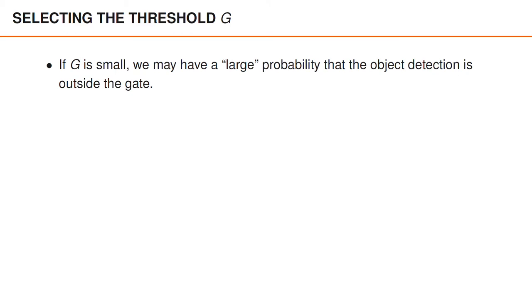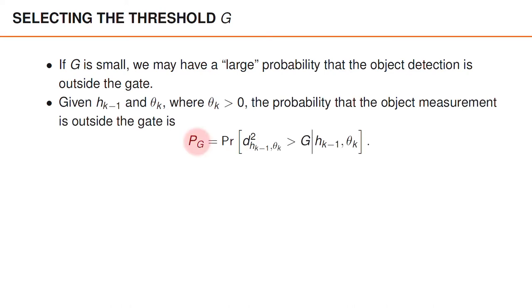In order for gating to work well, we need to select an appropriate threshold g. To some extent, you can think of that as selecting the size of the ellipsoids. If the threshold g is too large, we might accept too many measurements. On the other hand, if the gate is too small, we increase the probability that the object detection is outside the gate. A common strategy for selecting the threshold is to select it such that the probability that the object detection is outside the gate is sufficiently small. We introduce a parameter pg as the probability that the object measurement is outside the gate, given a predicted hypothesis, hk minus 1, and an association hypothesis theta k, where theta k is greater than 0.